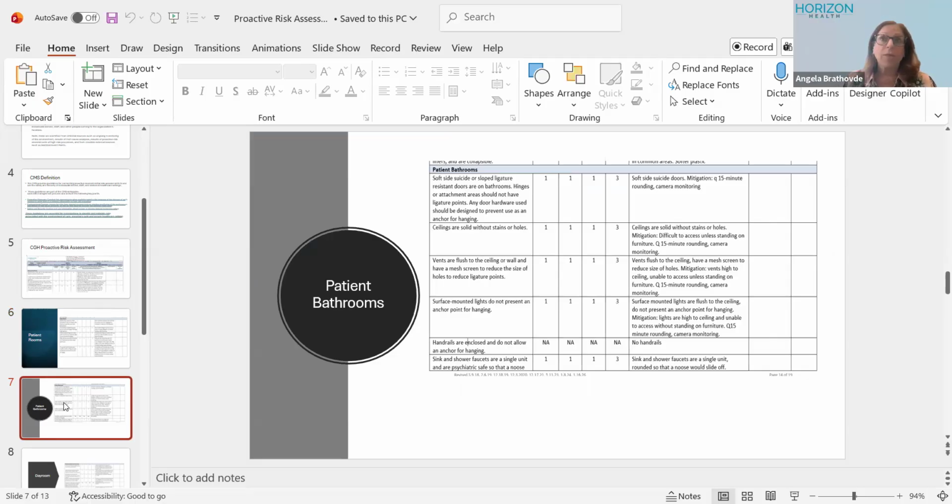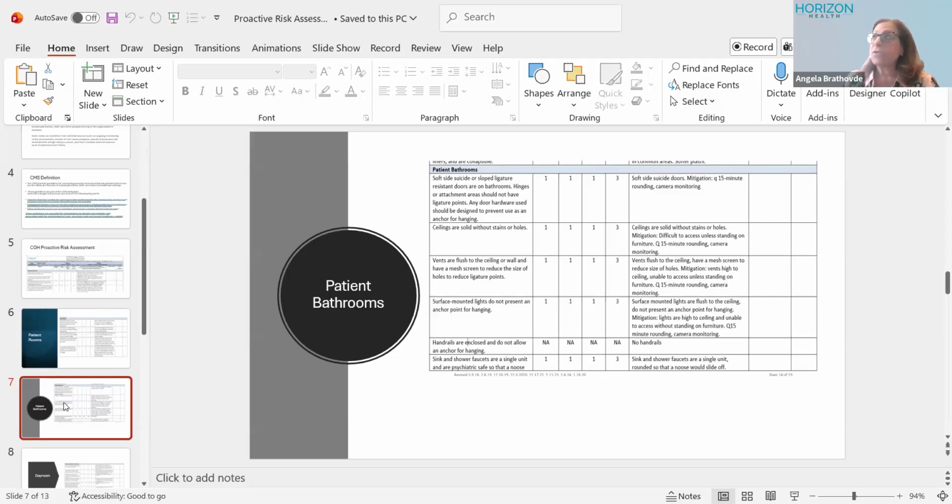Bathrooms and patient bedrooms are the highest risk for suicide, and those doors really help prevent that attempt in the bathroom. So those soft suicide doors are hanging in the bathrooms. The ceilings in the patient rooms are solid without stains or holes.